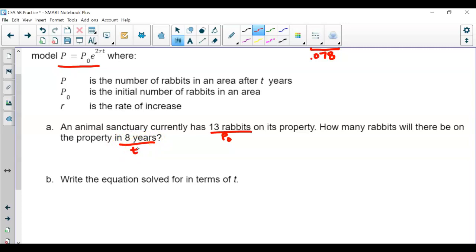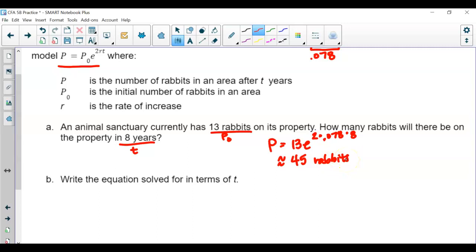So we are looking for the number of rabbits. So P is equal to 13 times E, raised to the power, which is 2 times R times T. So 2 times our rate, which is 0.078, times T, which is 8. Now we can just straightforwardly put this in the calculator, and the approximate population of rabbits is going to be 45. So 45 rabbits.